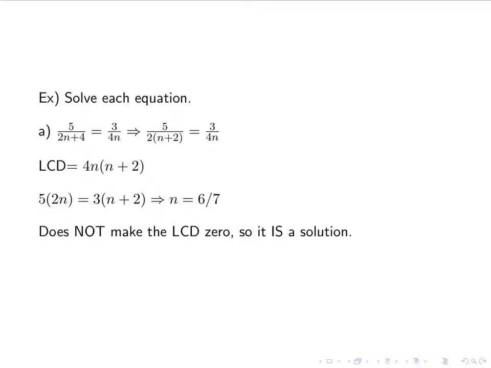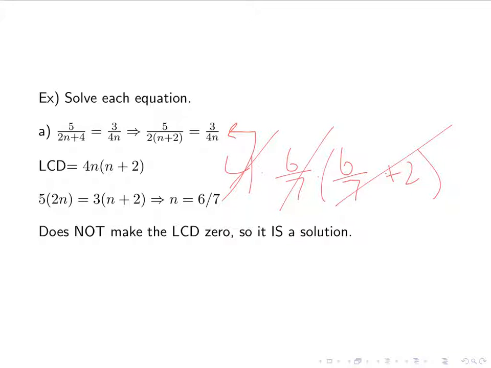This does not make the LCD 0, so it is a solution. Remember, the LCD is 4 times n plus 2. 4 is not 0. N, 6 over 7, is not 0. And n plus 2 is not 0. So I don't have to multiply this out, right? I just know that I have 4 times 6 over 7 times 6 over 7 plus 2. Not 0, not 0, not 0. So I'm good. So 6 over 7 is the solution, assuming that I actually did the math out correctly. Right? Don't forget, you can always plug it into the original equation to make sure it's actually the correct solution, too.